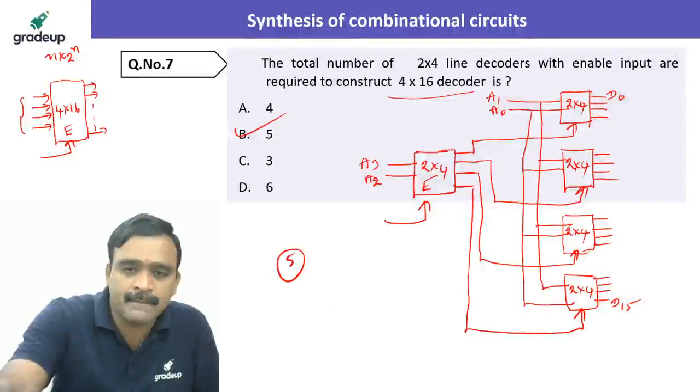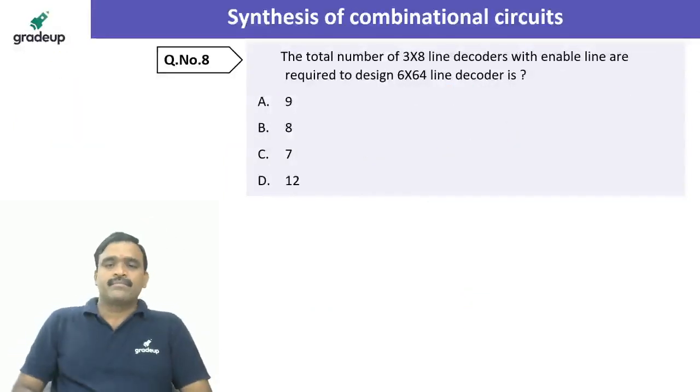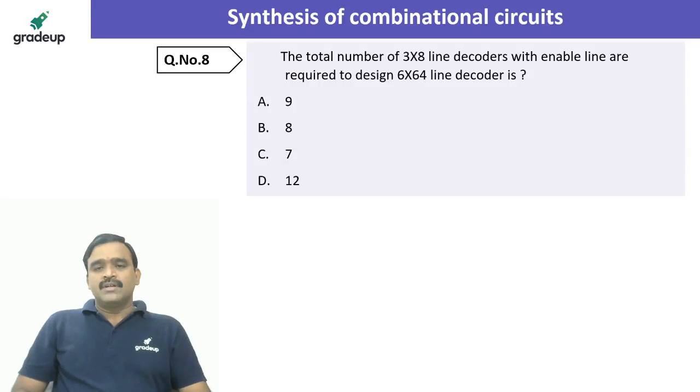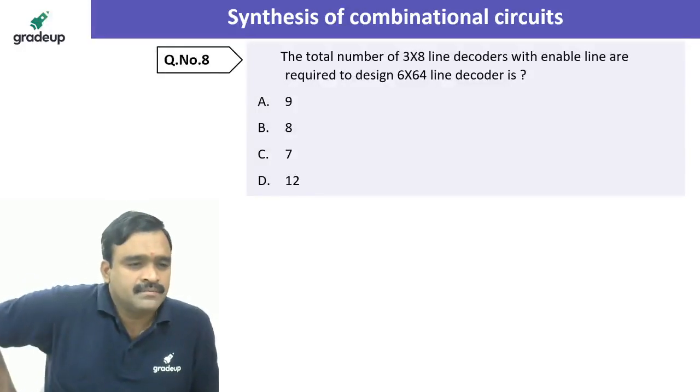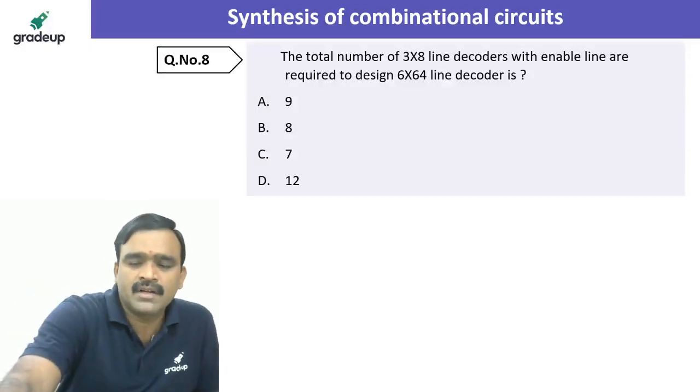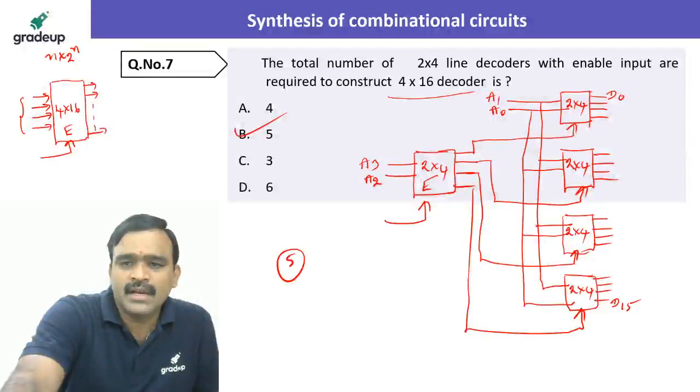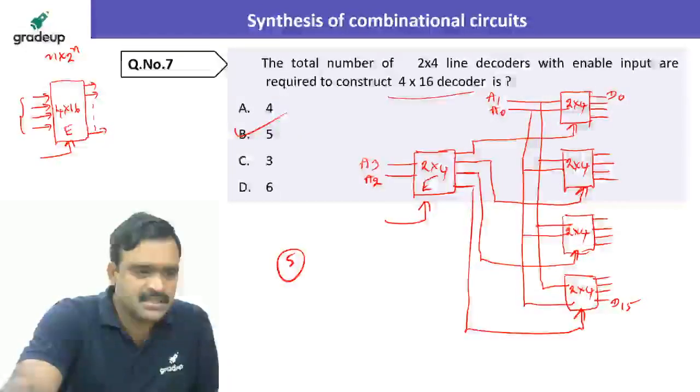Coming to the next question, that is the 8th question. The total number of 3x8 line decoders with enable line required to design a 6x64 line decoder in a similar way. Very simple question. Now you could answer quickly. Yes, there are 2 levels. The shortcut is very simple now. In one line we can take. This is only a construction process I am explaining.